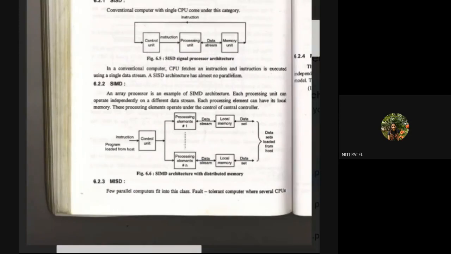So if I compare SISD and SIMD, what is happening in both cases? You have a single instruction which is executed. But the advantage of using SIMD is that I am dividing one main instruction into sub instructions and achieving parallelism by executing those sub instructions simultaneously, whereas I am not using any concept of parallelism in SISD.